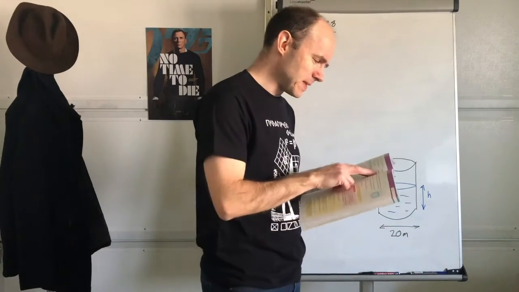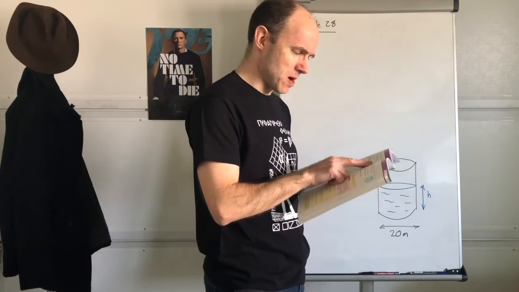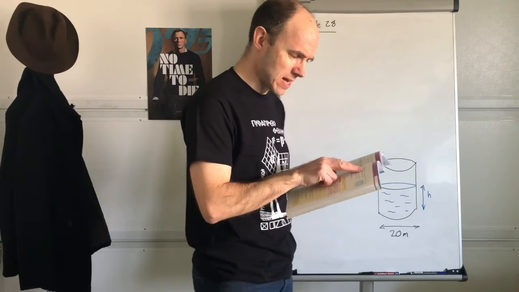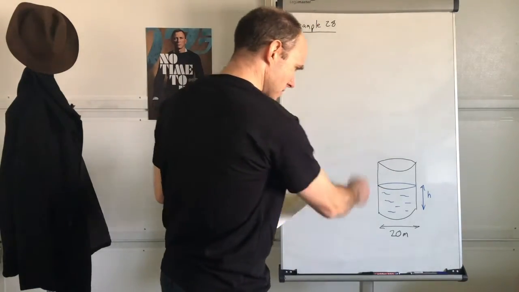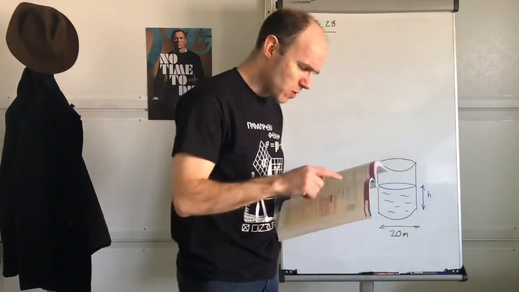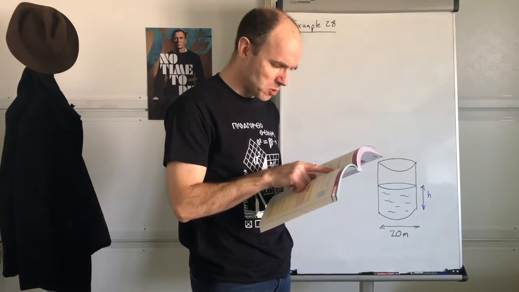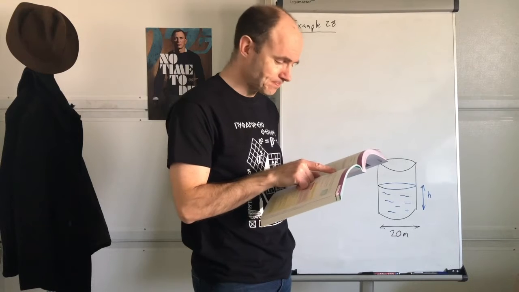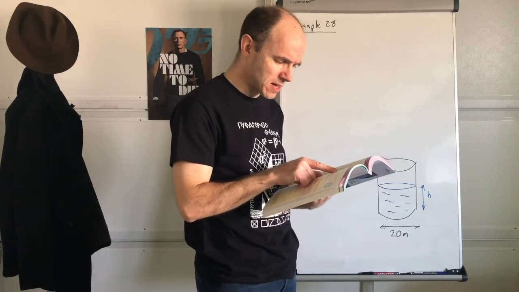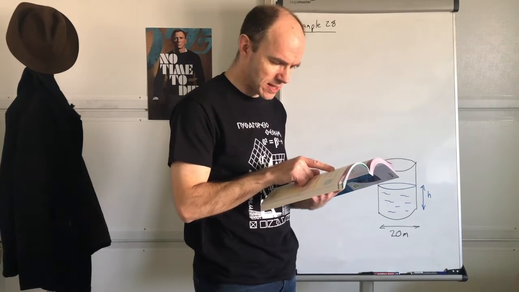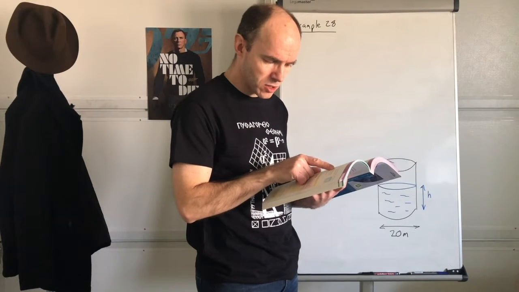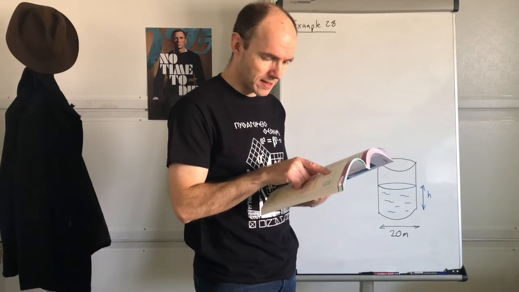Now, water in a manufacturing plant is held in a large cylindrical tank, diameter 20 metres. There it is, so tank 20 metres. Water flows out of the bottom of the tank through a tap at a rate proportional to the cube root of the volume. Show that t minutes after the tap is opened, dH/dt is negative k cube root of h for some constant k.